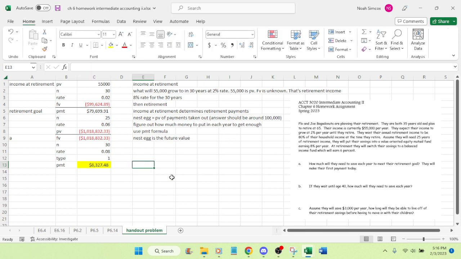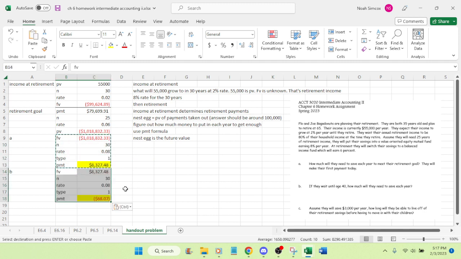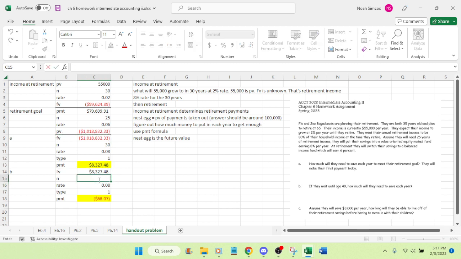And if they wait till age 40, how much will they need to save each year? Dude, do I have to redo the whole problem now? Come on. Wait. I think I don't need to redo the whole problem. I just need to change one slight thing. Instead of 30 periods, we're going to have 25 periods. That's literally the only difference. What? How did that happen?